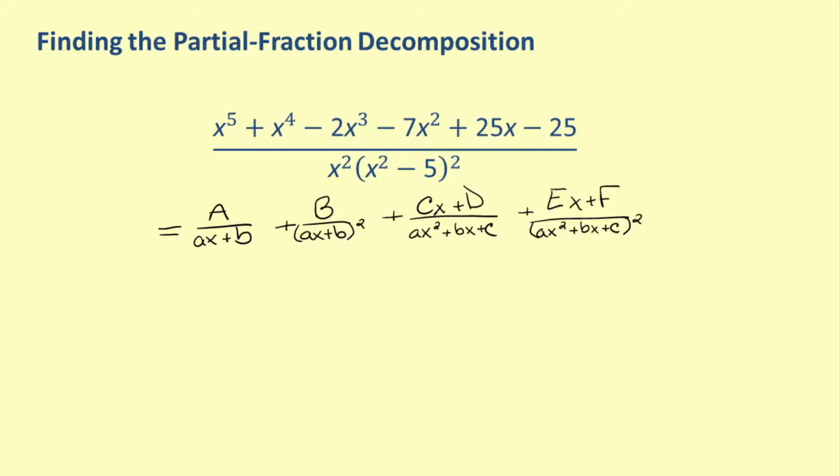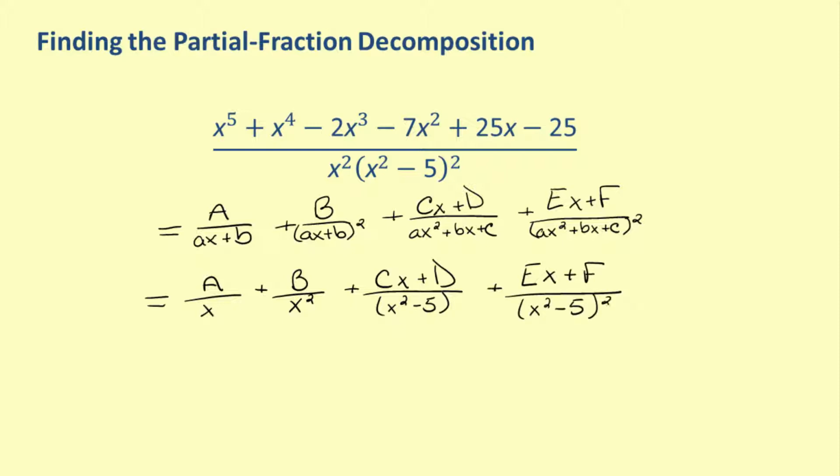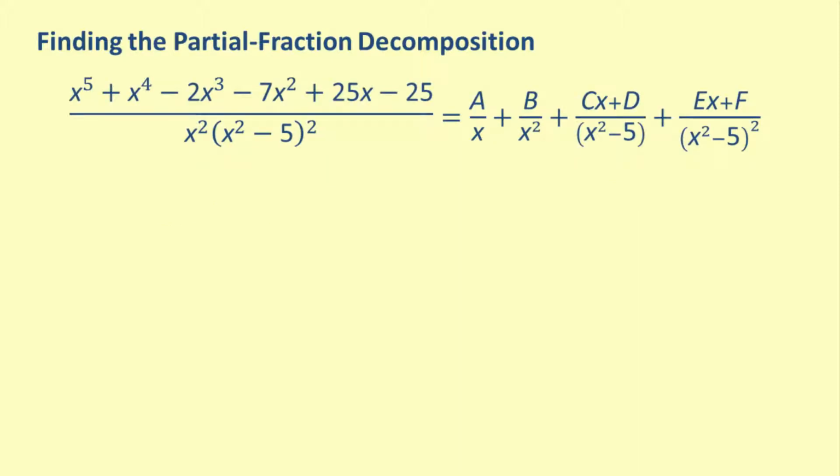Now, we can substitute the appropriate denominators into each term in our expression. This gives us a over x plus b over x squared plus cx plus d over x squared minus 5 plus ex plus f over x squared minus 5 squared. We have now written our expression as a sum of rational expressions. However, we are not finished until we determine the values for a, b, c, d, e, and f. Let's solve for these now.